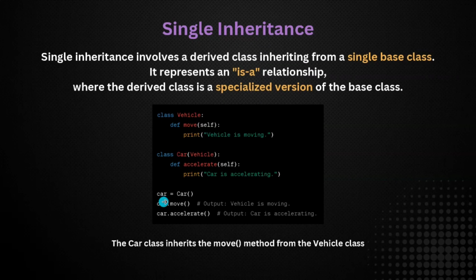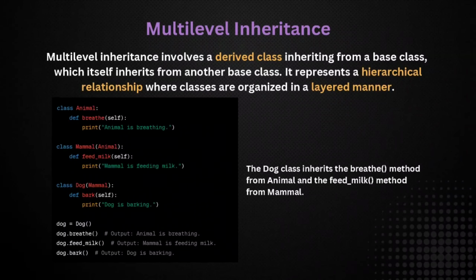Now you have to create an object of car to access all its methods, and you can actually access both the methods which are declared inside vehicle and the methods which are declared inside car. So now let's see what is multi-level inheritance.